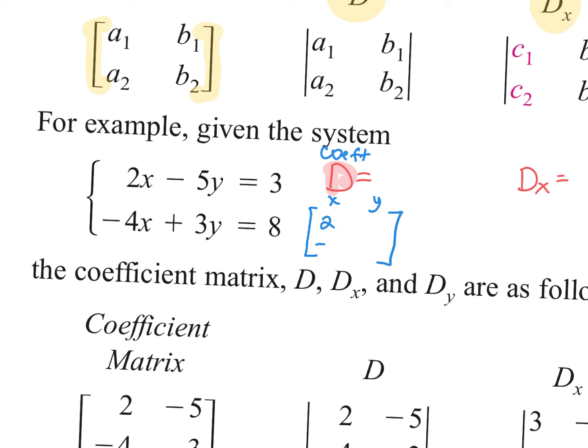2 and -4. Yep, so just write them on top of each other. That's your x column. So what are the coefficients of y? -5 and 3. Good, -5 and 3.